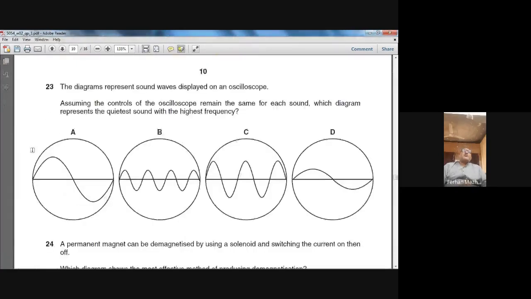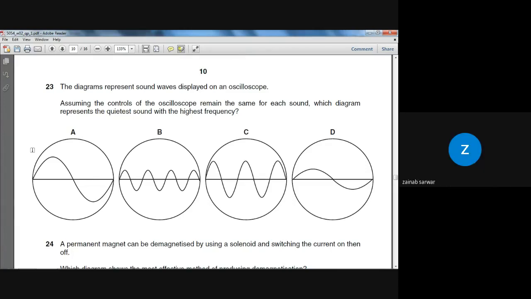The diagram represents sound waves displayed on an oscilloscope, assuming the controls of the oscilloscope remain the same for each sound. Which diagram represents the quietest sound with the highest frequency? If the frequency is highest on the display, there should be more number of waves, and if the loudness is quietest, the amplitude of the waves should be less. More number of waves should be shown because the frequency is higher, and their amplitude, meaning from the mean position how high you go, should be smallest.